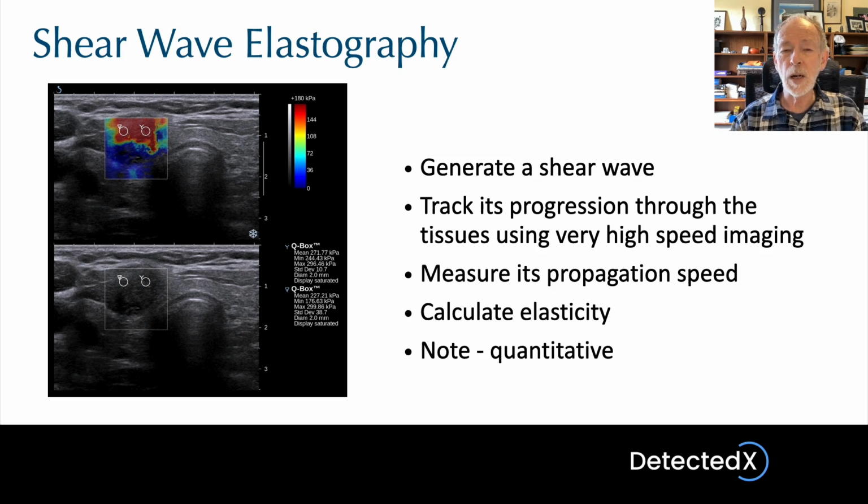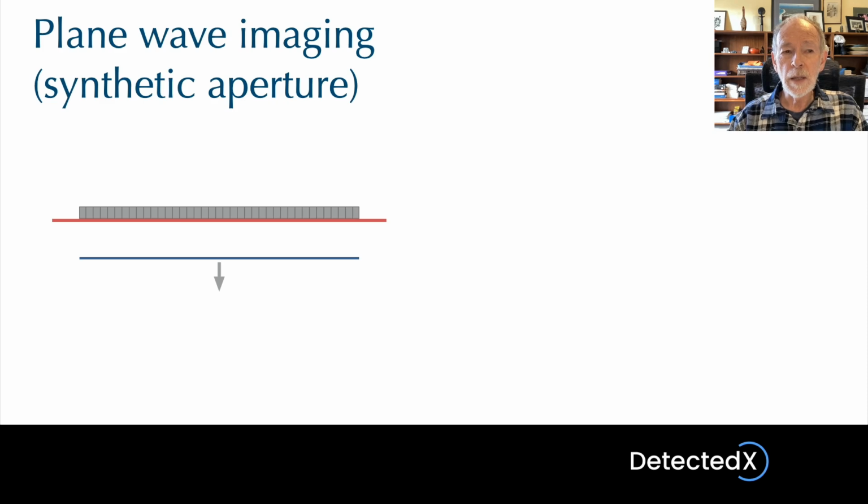Now, I mentioned this requires extremely high imaging speeds. How does the machine achieve that? The answer is that the machine uses plane wave imaging, or more generally the term is synthetic aperture imaging, to create an entire image with a single pulse. So just imagine that you have a probe and every single element in that probe transmits at the same instant. This will generate a flat wavefront which simply travels into the tissues, interacting, scattering and reflecting.